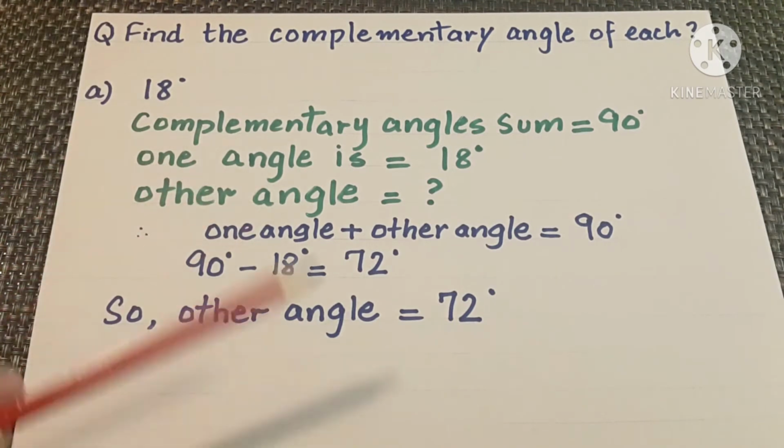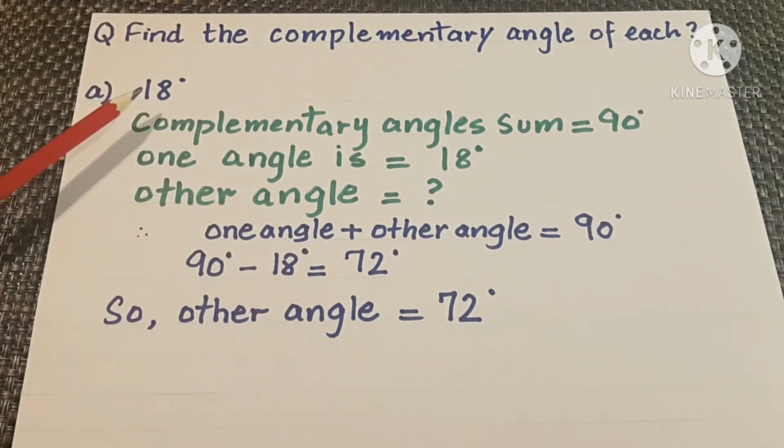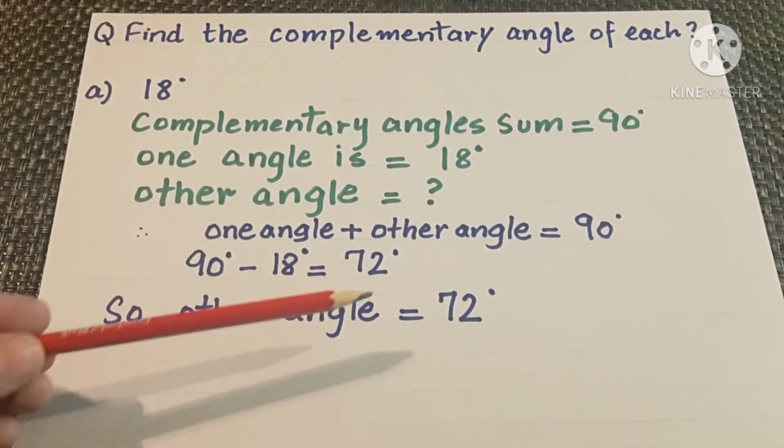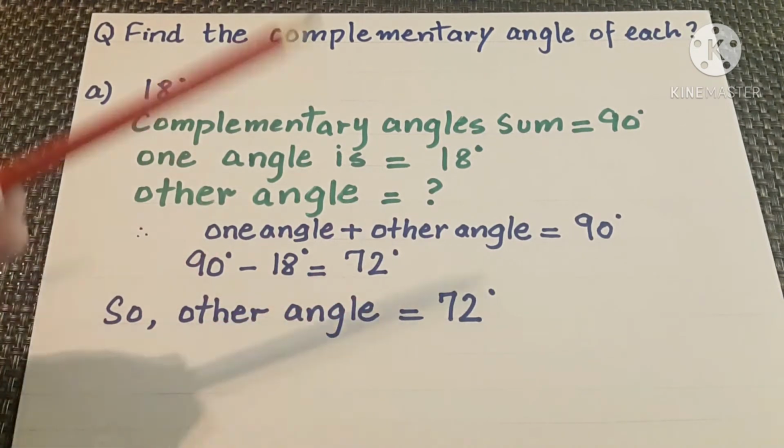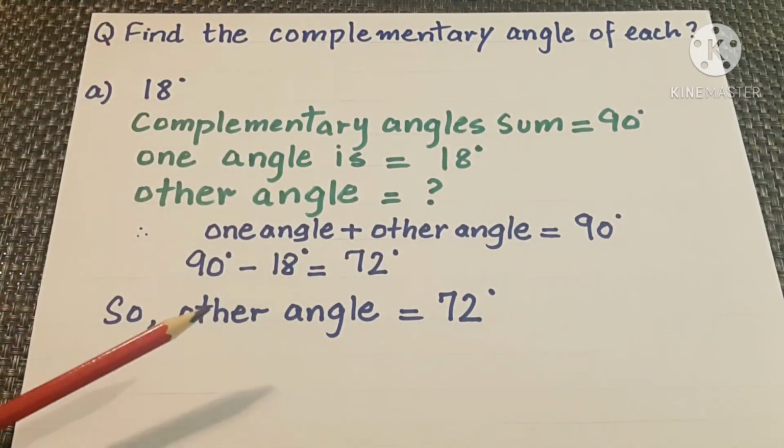In this way we have solved this question: if one complementary angle is given to us, we can calculate the other complementary angle. How? By subtracting it from 90 degrees. Hope you have understood this question.